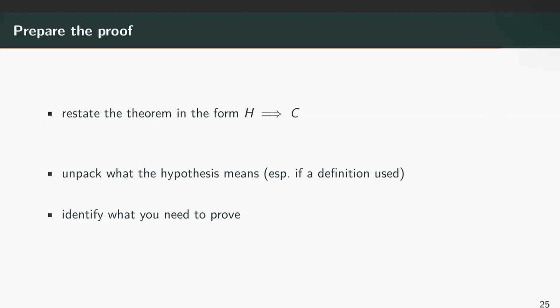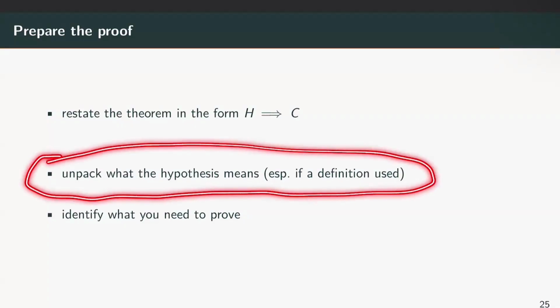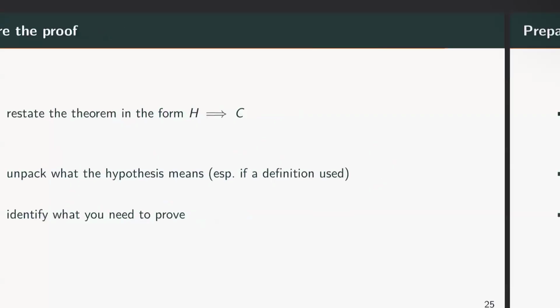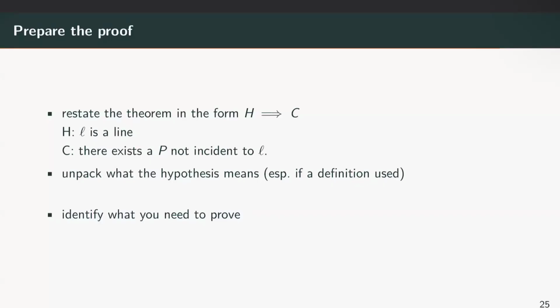Then I would say another important step is to unpack what the hypothesis means. In our example here, that's not so interesting, but if the hypothesis involved a definition, it's often good to think about what that definition tells us about the properties of the object. Okay, and then you need to identify what your conclusion is. So here my hypothesis is that L is a line, and the conclusion is there exists a point P not incident to L.